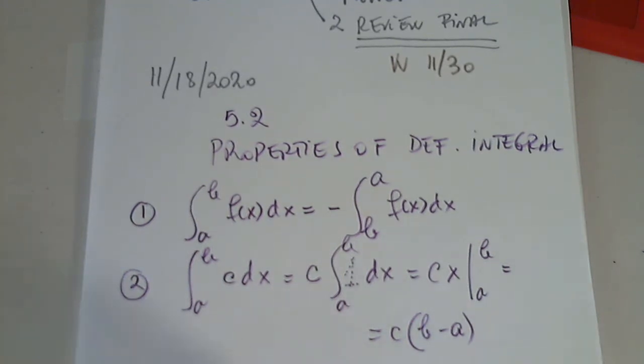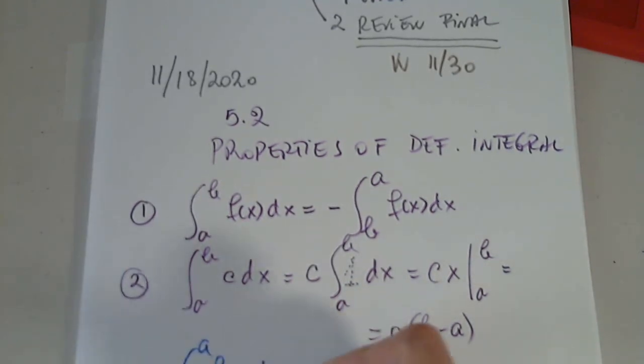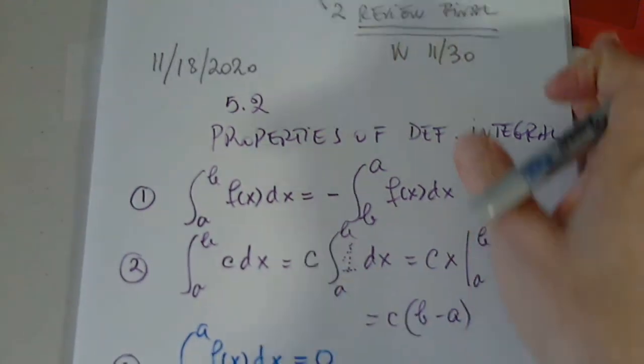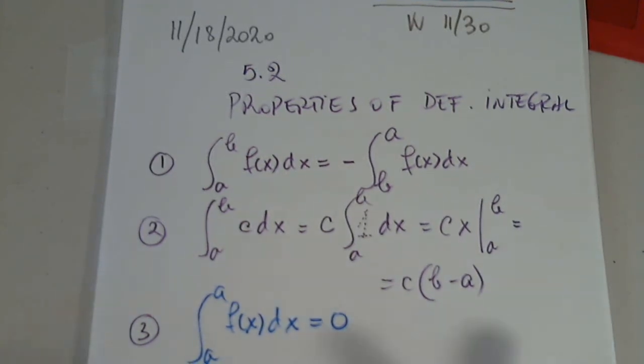Property 3. The integral from a to a of f of x dx is 0. There is no interval. So if I have the integral from a to a, there is no integral. There is no interval, so the integral is 0. Number 4.